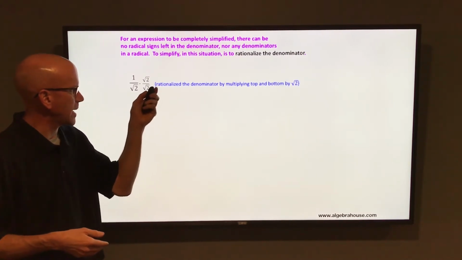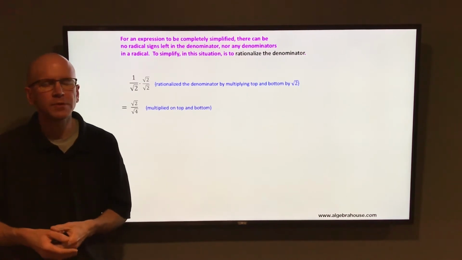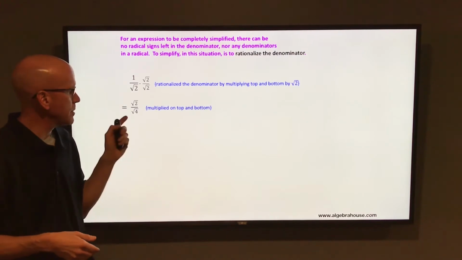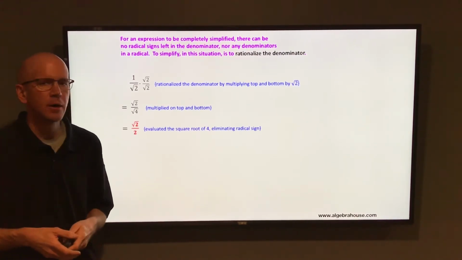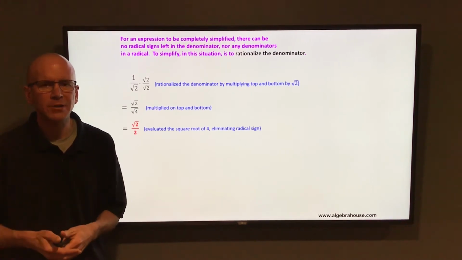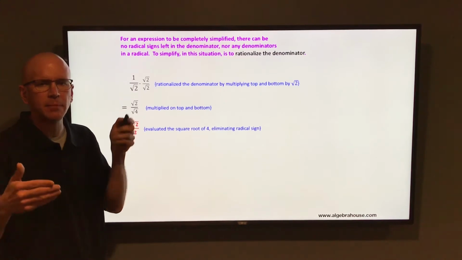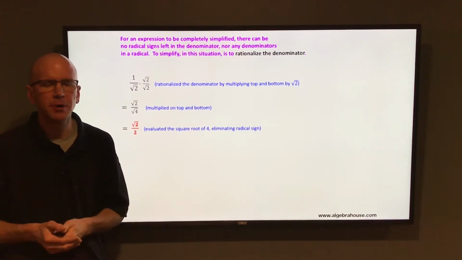So if you multiply the top and bottom by the square root of 2, it turns out to be the square root of 2 over the square root of 4. And that radical sign will now disappear from the denominator because the square root of 4 is 2. So that turns out to be the square root of 2 over 2. You've done what's called rationalizing the denominator. You took that irrational number in the denominator and made it into a rational number. So the square root of 2 over 2, radical sign disappeared from the denominator.